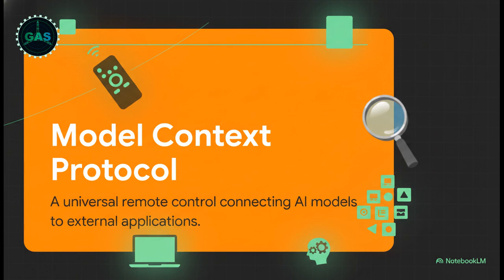Think of MCP as a universal remote control for your AI, because without it, your brilliant 500 IQ intern is basically locked in a room without a laptop or Wi-Fi. They are incredibly smart, sure, but entirely powerless. MCP bridges that gap, allowing the AI model to connect directly to and actually execute actions within external applications.